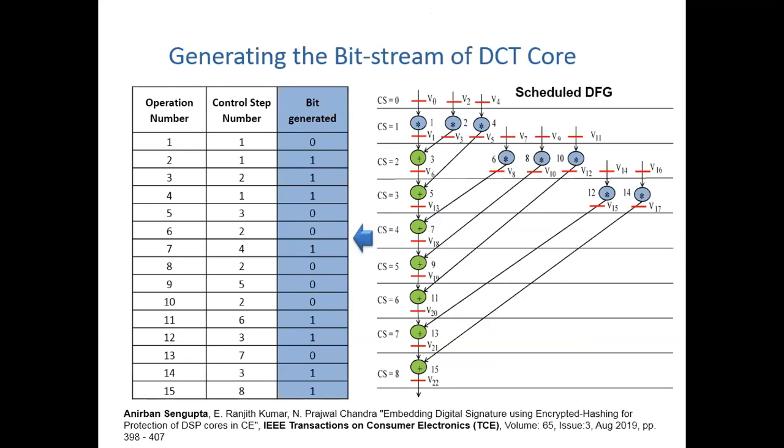So this is one of the examples of how you can generate a bit stream of the DCT core. DCT is discrete cosine transform. This graph is nothing but the DCT function that you could develop and then convert to a graphical form for an 8x8 pixel block. Imagine the operation number and control step number are both odd, so we have a bit generated 0, and the operation number is even and the control step number is odd, so we have a 1. Similarly, you can keep on doing the remaining pairs of operation number and control step to generate the respective bit stream for every operation or node in the graph. Next slide, please.